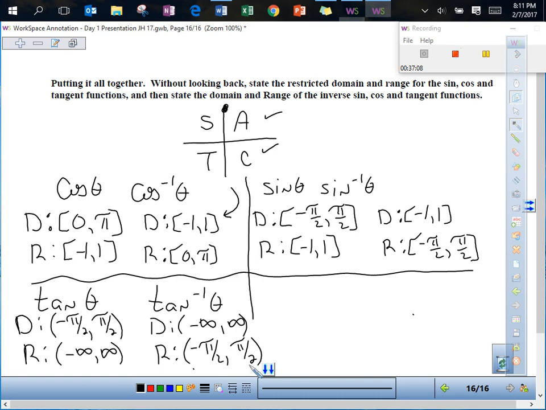Okay, guys, that's 5.2 and 5.3. Hopefully you did pretty well on it. Your assignment, of course, is on OneNote. It's got some 5-1 material on there, sine, cosine, and tangent, and then some 5.2 and 5.3.